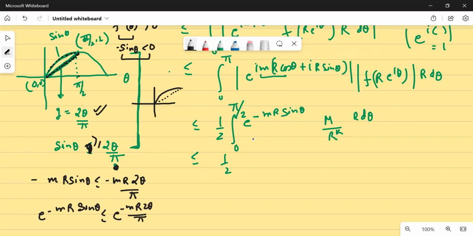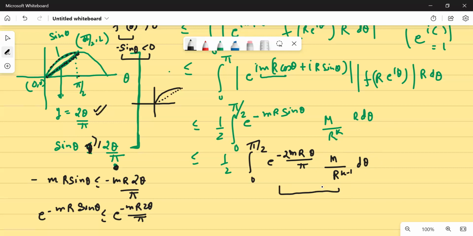Is that clear? So I'll write it as the integral from 0 to pi by 2 of e to the power minus m r, and here it is 2, here it is theta upon pi, and you have m upon r to the power k minus 1 d theta. Is that clear? And in this entire thing, r is a constant. Understand my point that r is a constant. This entire thing would be integrated with respect to theta. I have to integrate it with theta. Your r is a constant. Are you getting my point?